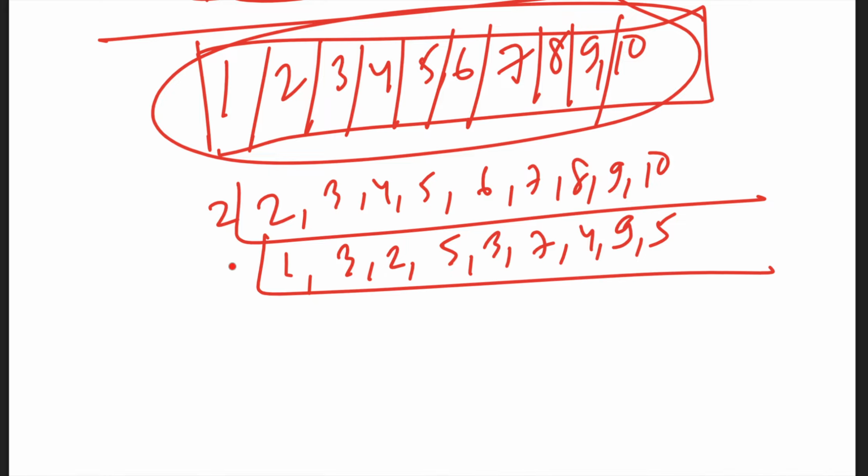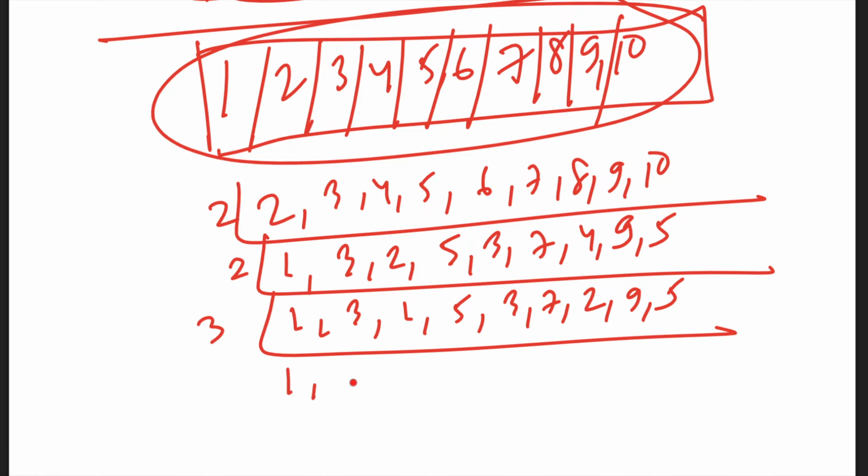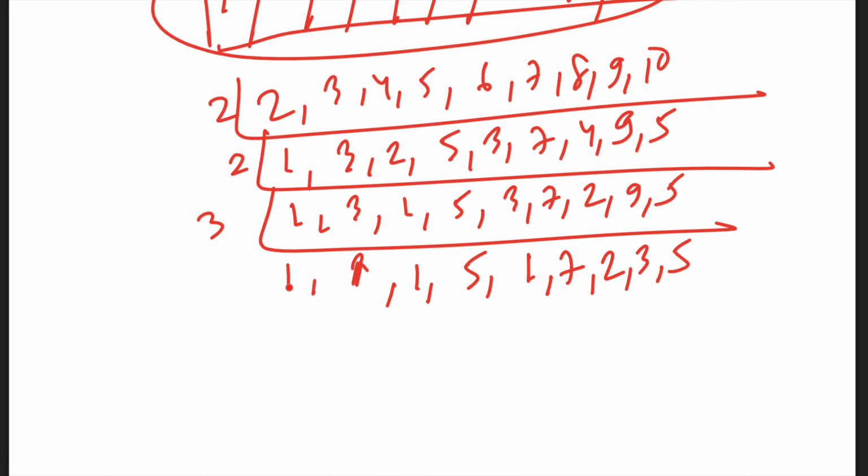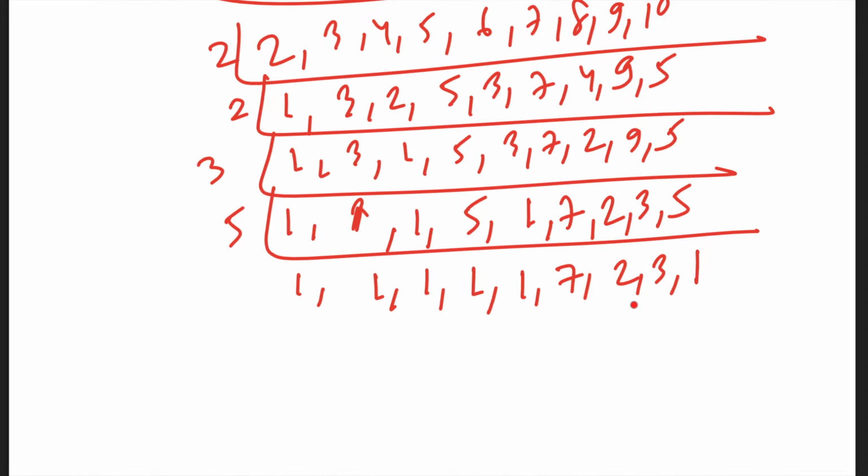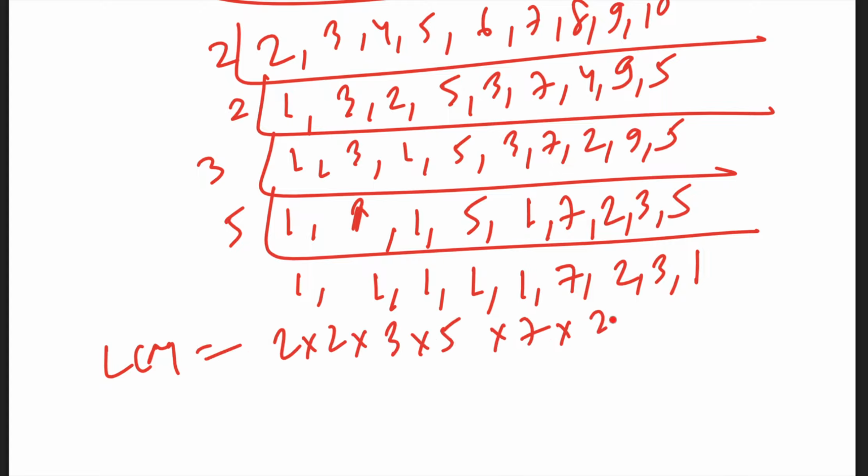When you divide again by 2, it will become 1, 3, 1, 5, 3, 7, 2, 9, 5. When you divide by 3, it becomes 1, 1, 1, 5, 1, 7, 2, 3, 5. When we again divide by 5, we got 1, 1, 1, 1, 1, 7, 2, 3, 1. Now it is not getting further divided, so we can write the LCM as 2 times 2 times 3 times 5 times 7 times 2 times 3.